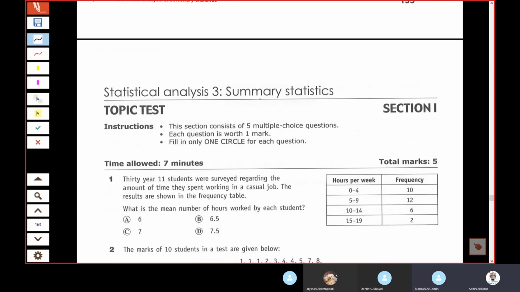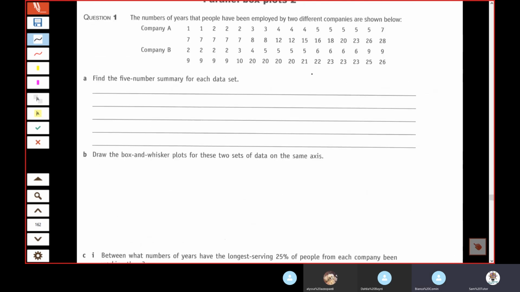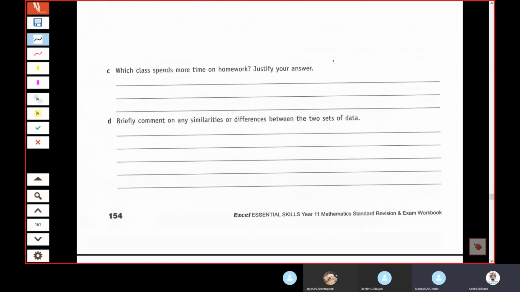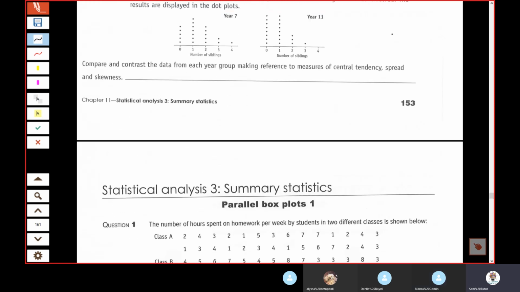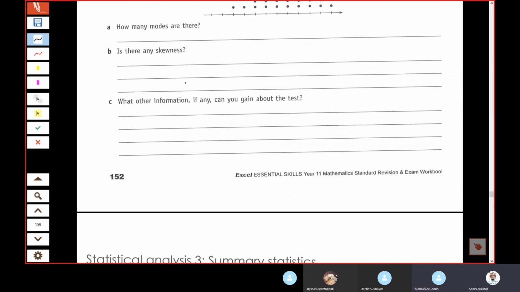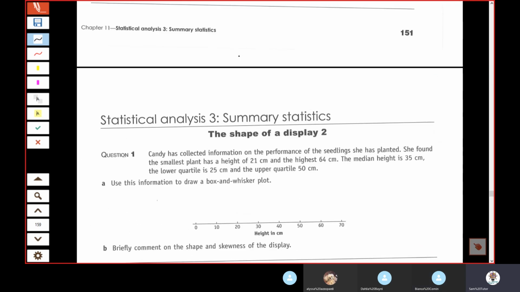Sam. Box and whisker. Is there a way to do standard deviation without the calculator, or is it only calculator? But it's not going to be assessed. Oh, okay. But there is. Do you want me to show it to you?